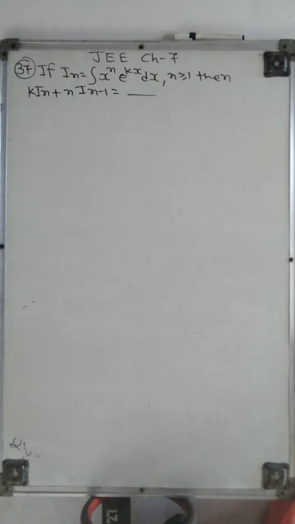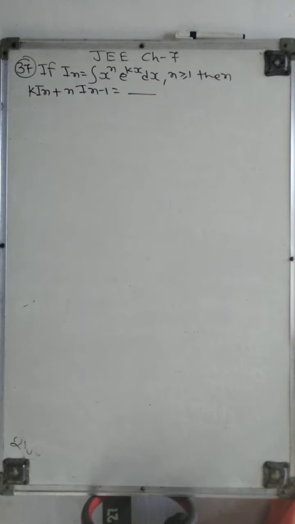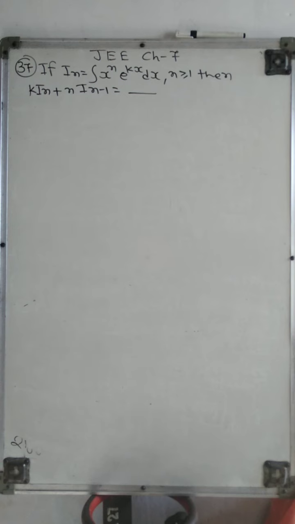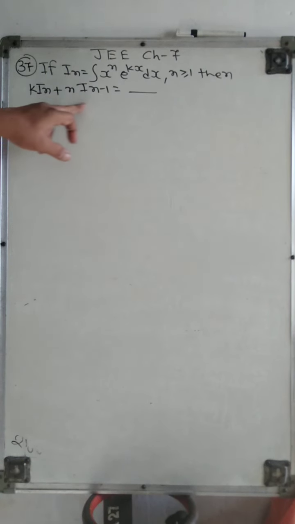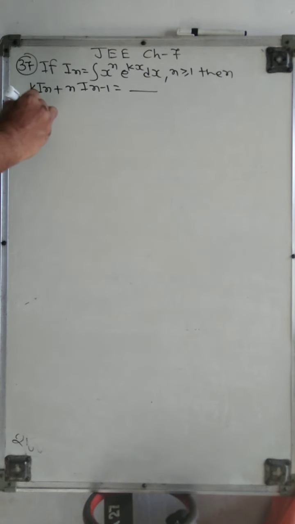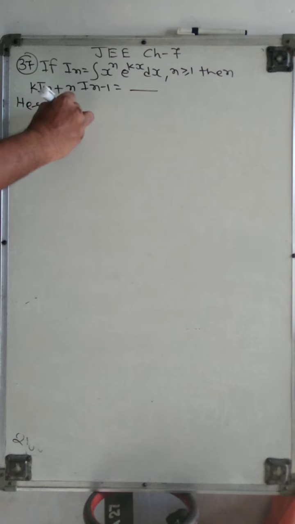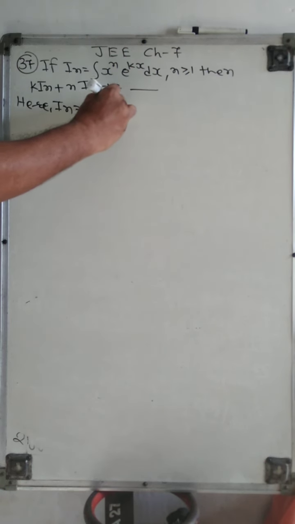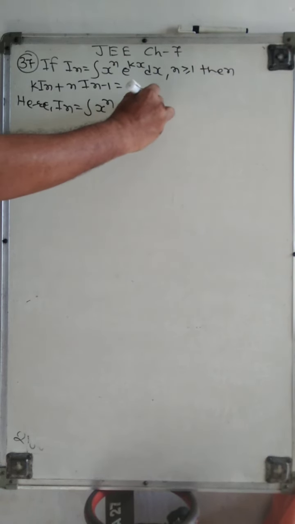Student, JEE section, chapter 7, question 37. If I_n is equal to the integration of x raised to n e raised to kx dx, n is greater than or equal to 1, then what is the value of this? So first of all, I_n is equal to the integration of x raised to n e raised to kx dx.